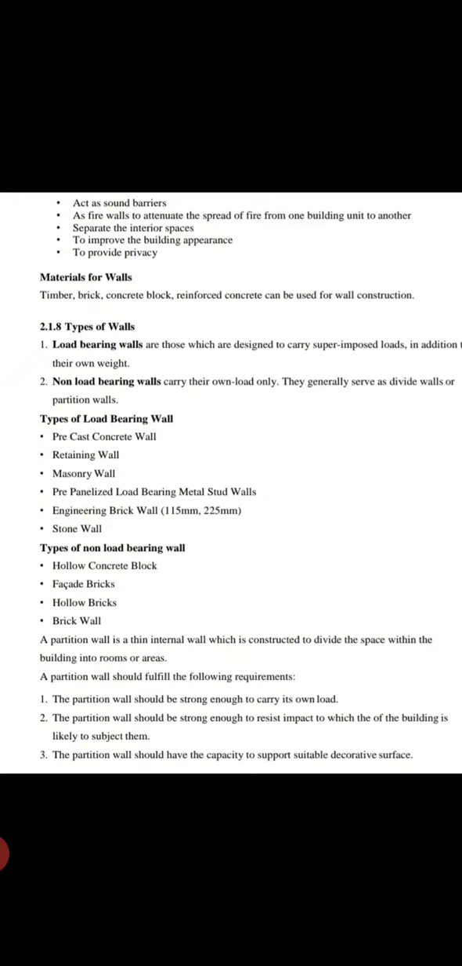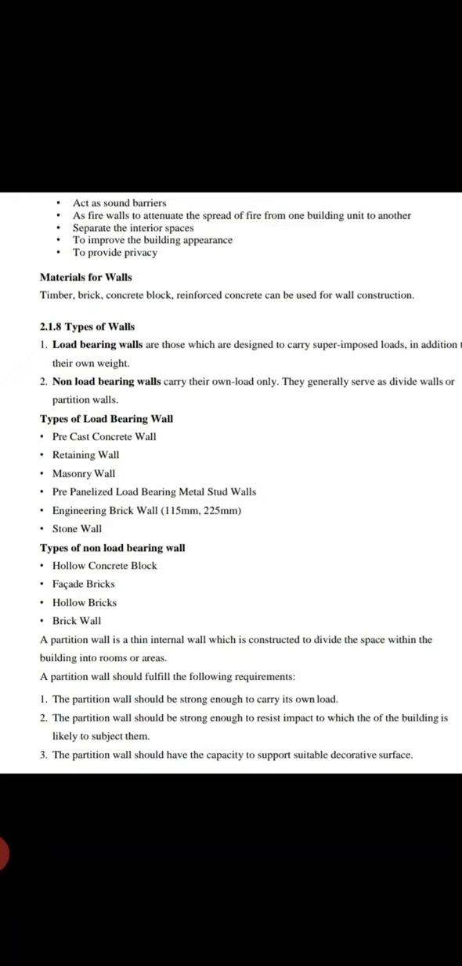Types of load bearing walls include precast concrete walls, retaining walls, masonry walls, panel load bearing walls, metal stud walls, engineering brick walls, 115 mm, 225 mm, and stone walls. The types of non-load bearing walls are hollow concrete blocks, faced bricks, hollow bricks, and brick walls.